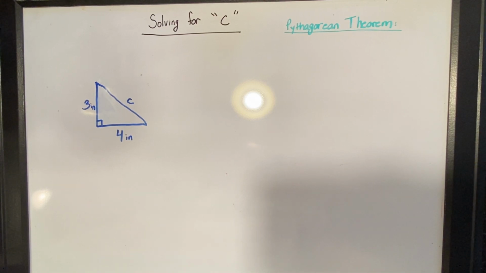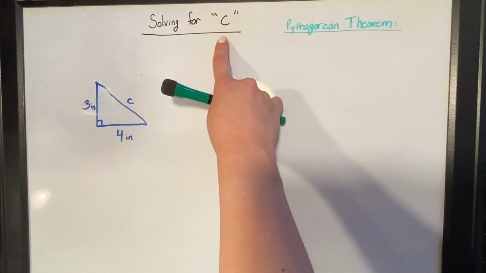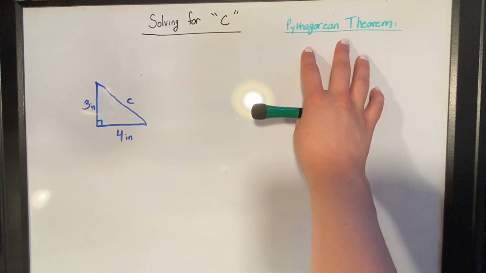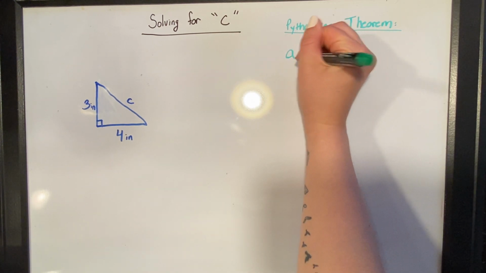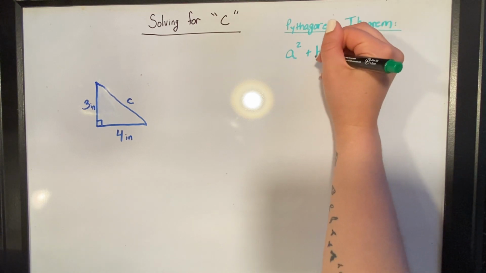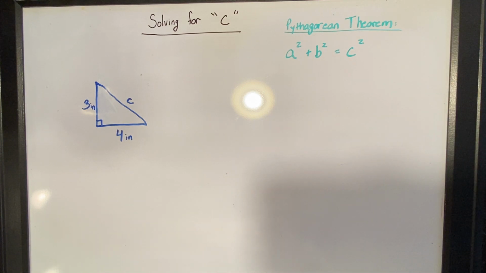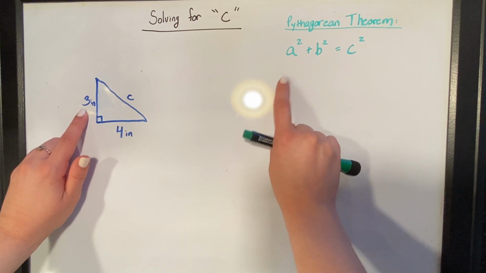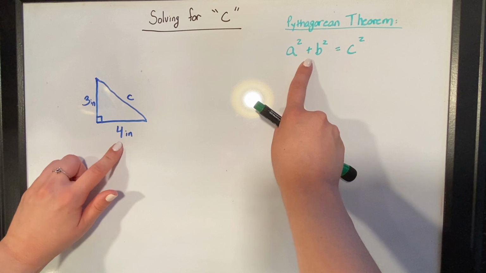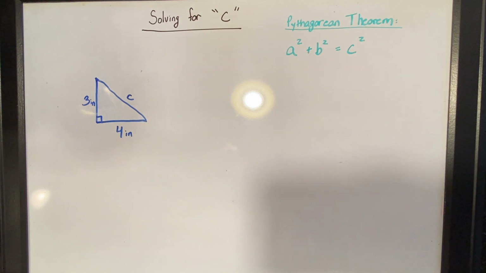Hi friends! So today we are going to be learning how to solve for an unknown side, and in this particular case we're going to learn how to solve for c. So remember, the Pythagorean Theorem, that's what we've been dealing with. The Pythagorean Theorem states that a squared plus b squared equals c squared, right? So it says that the leg squared plus another leg squared, which is b, equals c squared. And c is always the hypotenuse, right?